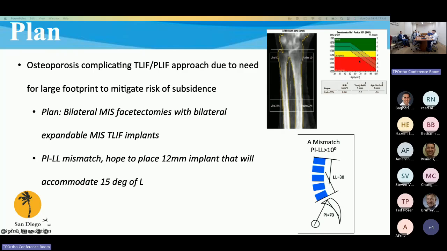This is pretty early on in my career, so it's before we were so apt at getting folks on Tymlos and Forteo, and so the plan was then to take down both facets and put in two grafts side by side to try to mitigate that point loading of a small TLIF graft.